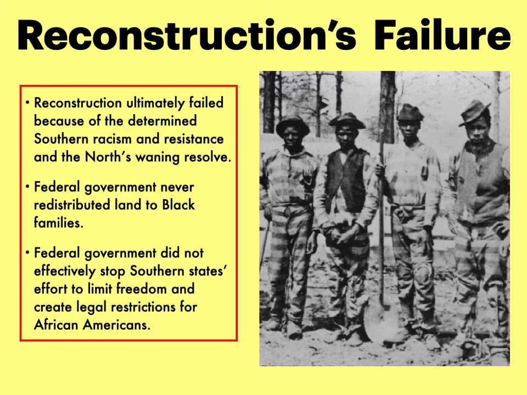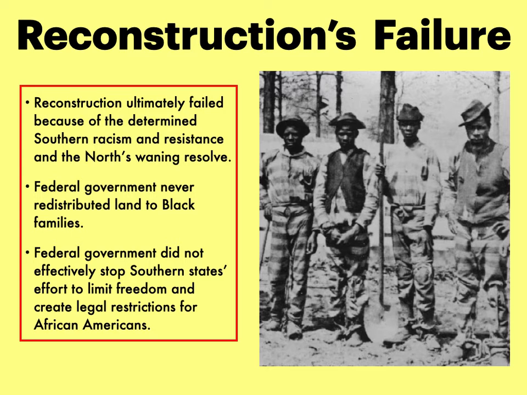During the Civil War, General William Sherman issued a famous field order that would give black families 40 acres of land and a mule. But the first president during Reconstruction, the white supremacist Andrew Johnson, rescinded that order. He was determined to not take land away from white planters and give that to black families.